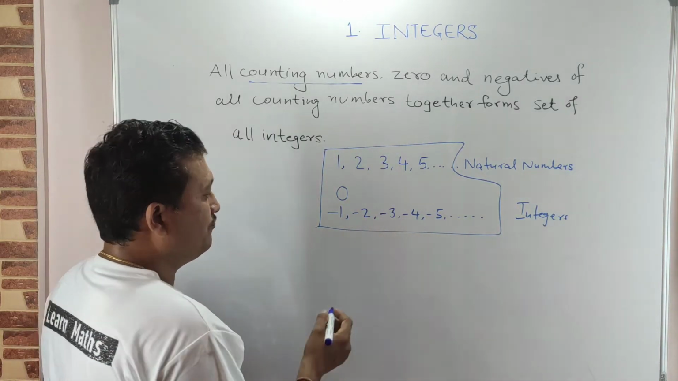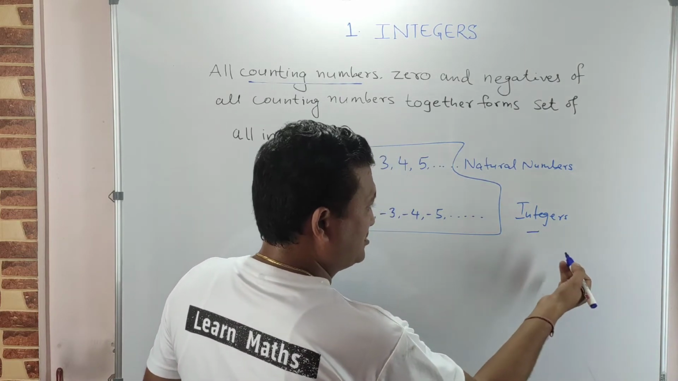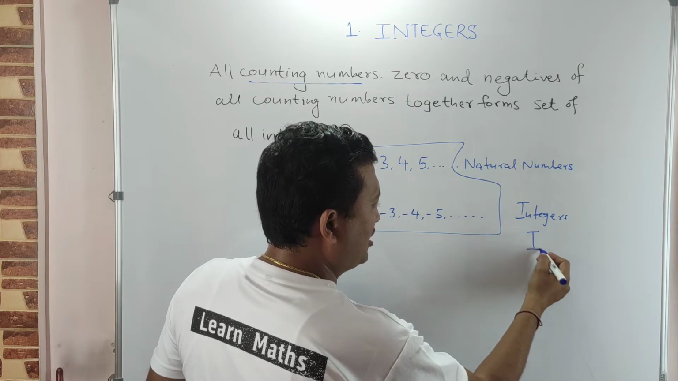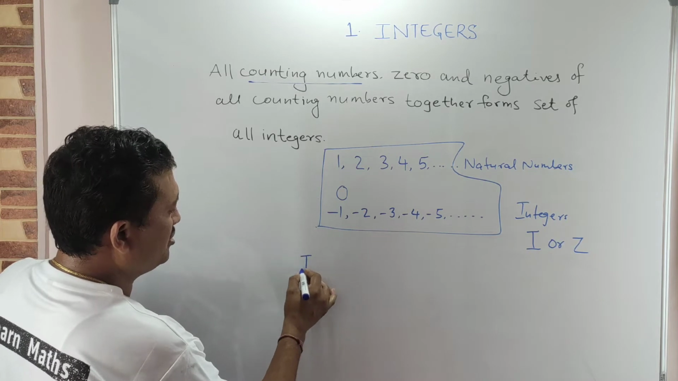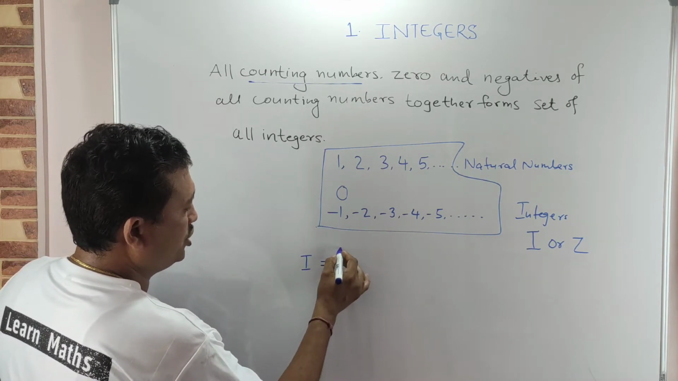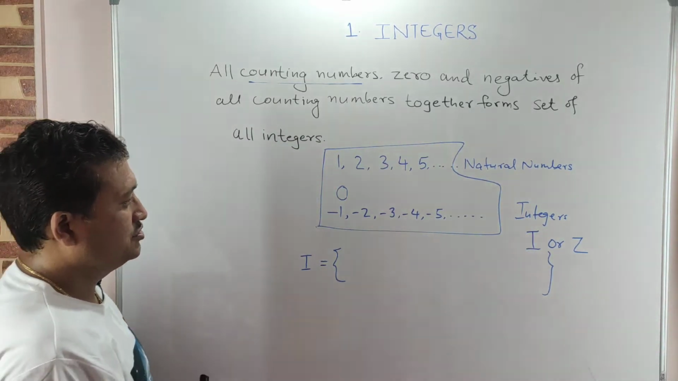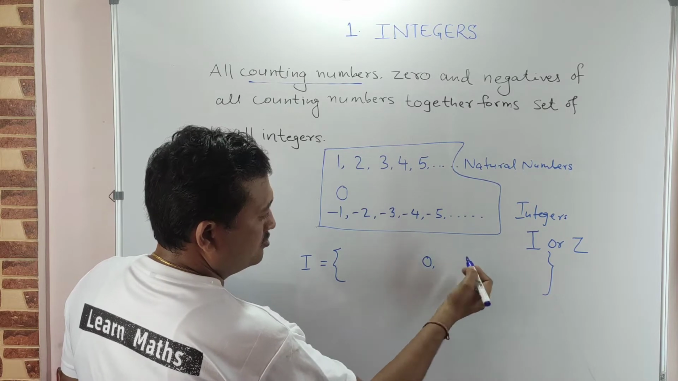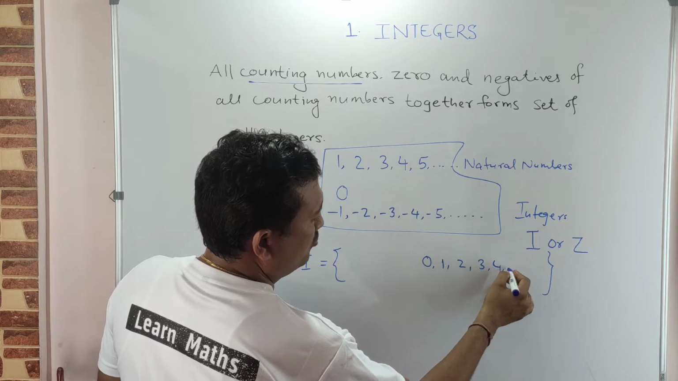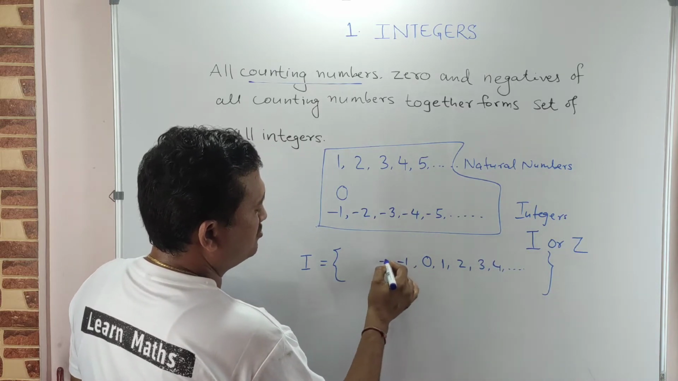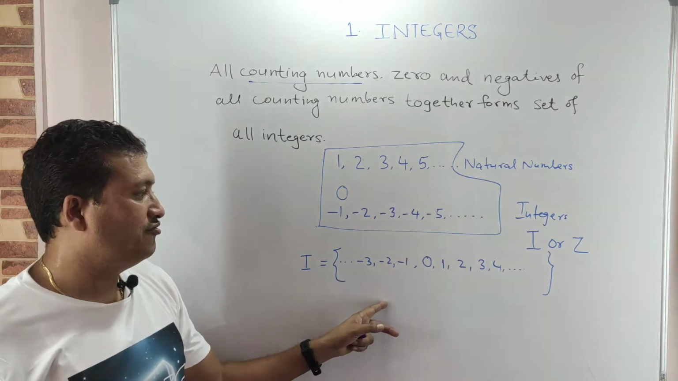Basically, the set of integers is denoted with the letter I or Z. So I can write here I equals. Now we'll make a list of all integers in curly brackets. Here we have 0, +1, +2, +3, +4 and so on. Here we have -1, -2, -3 and so on. So here we have the set of all integers.